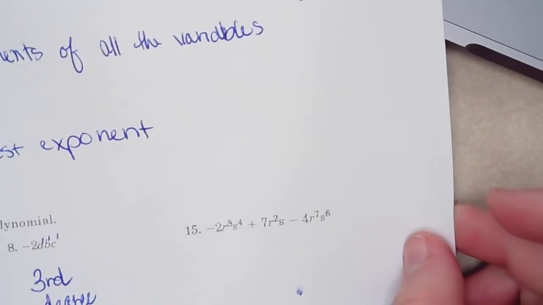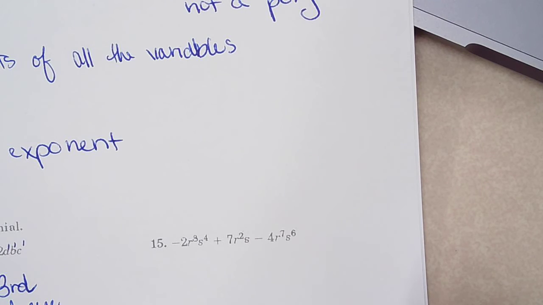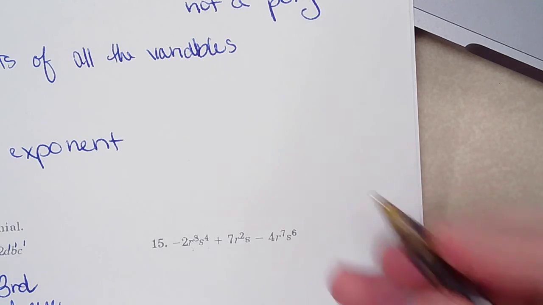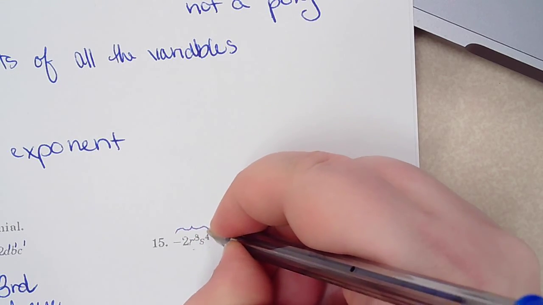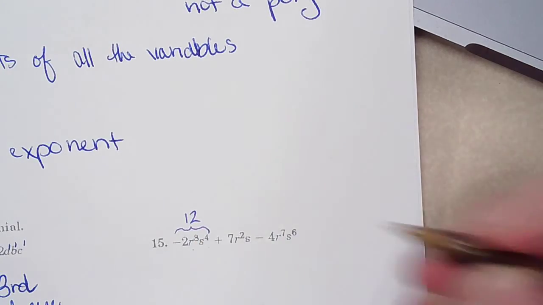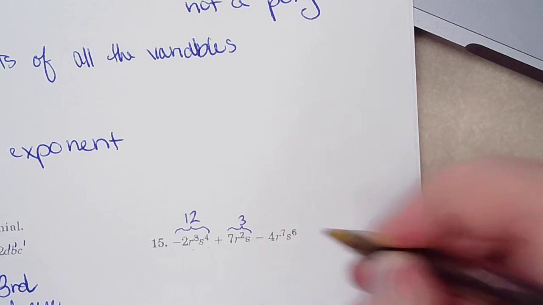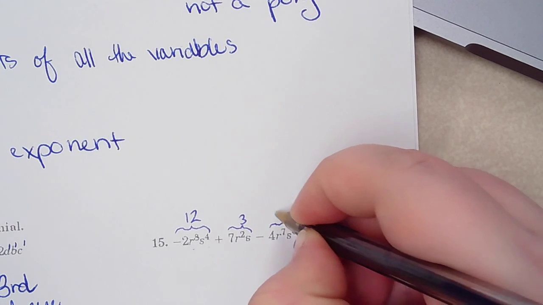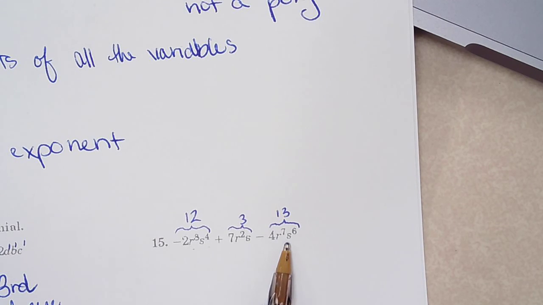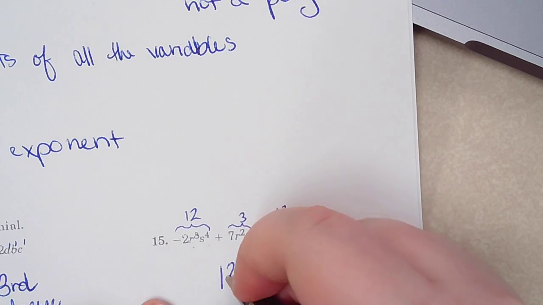All right, last one here. For this polynomial, it is the highest exponent we have. So I have an 8, a 4, a 2, a 7, and a 6. So this is going to be, I have 12 total here. Here I have 3. And here I have 13. So out of all my monomials that make up this polynomial, this highest monomial term is going to be a 13th degree.